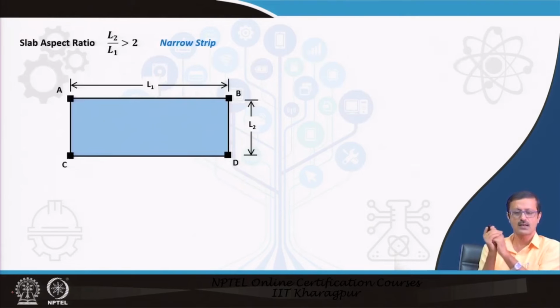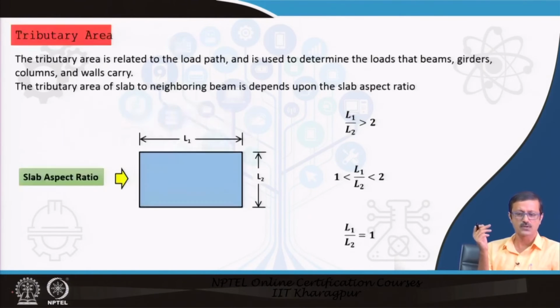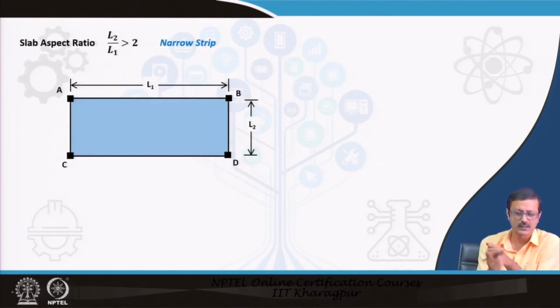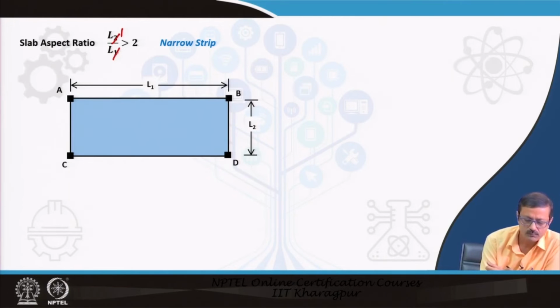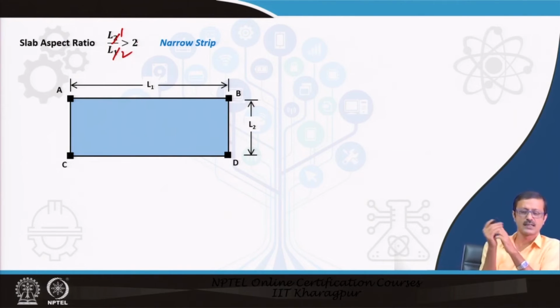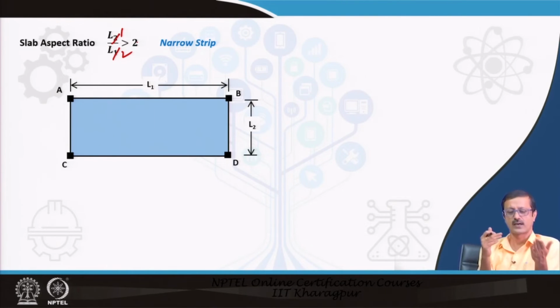So, it is L1 by L2 or L2 by L1, anything is possible. When L1 by L2 is greater than 2, it is a narrow strip-like thing, very narrow, where one side is twice the other. In that case, what is going to happen? How much is the tributary area? What is the contribution to beam AB? What is the contribution to beam CD? These are the two long beams, and there are two short beams, AC and BD. Let us see their contribution.